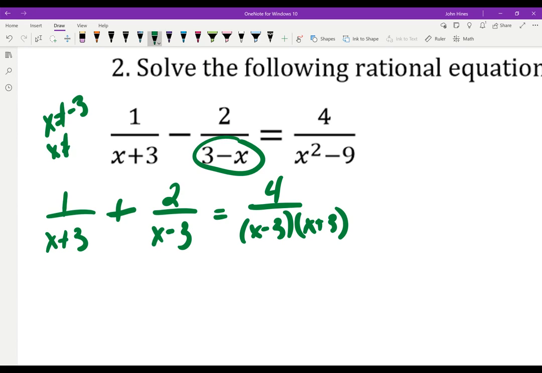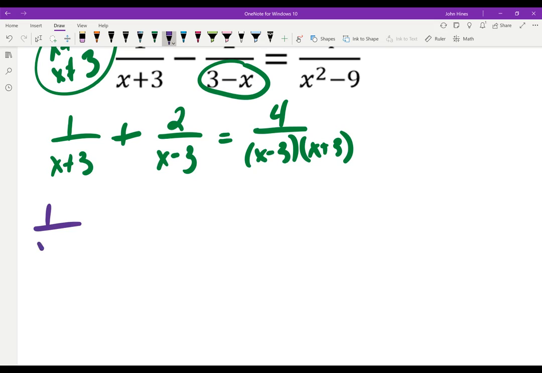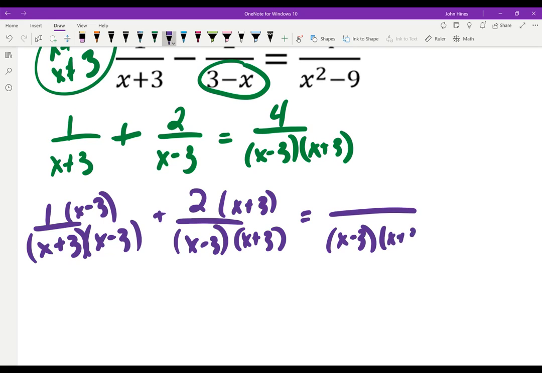I'm also going to throw out +3. -3 and +3 are the values that will make me undefined. All right, let's get a common denominator here. This first fraction needs an x minus 3. This next fraction needs an x plus 3. I'm going to put that on the top and bottom. And then this fraction's good to go because it's got both of the terms.